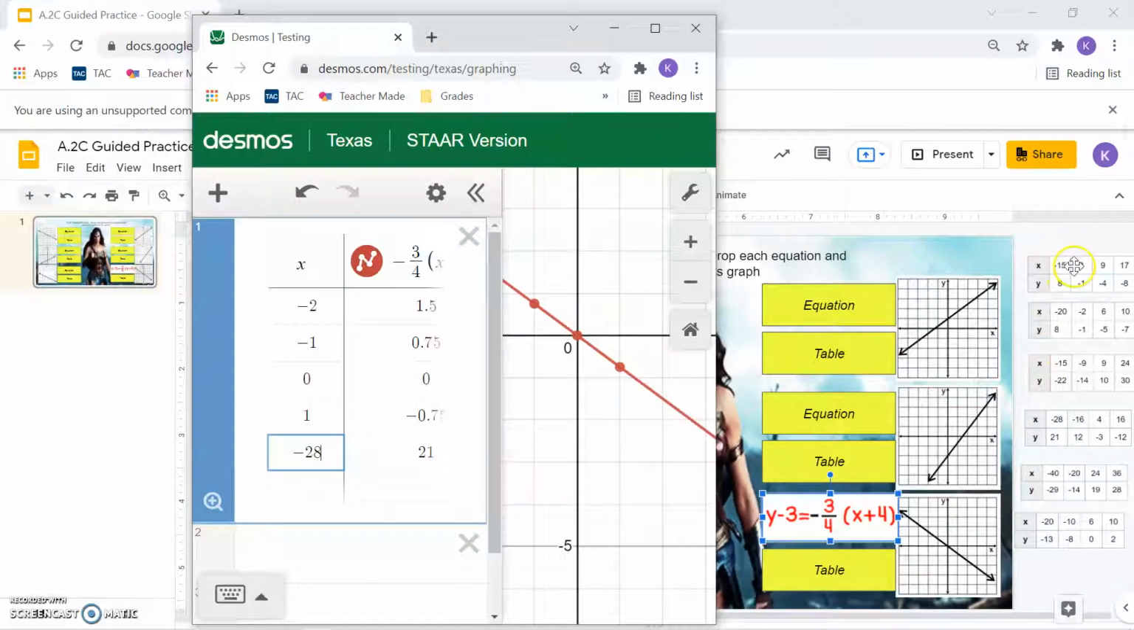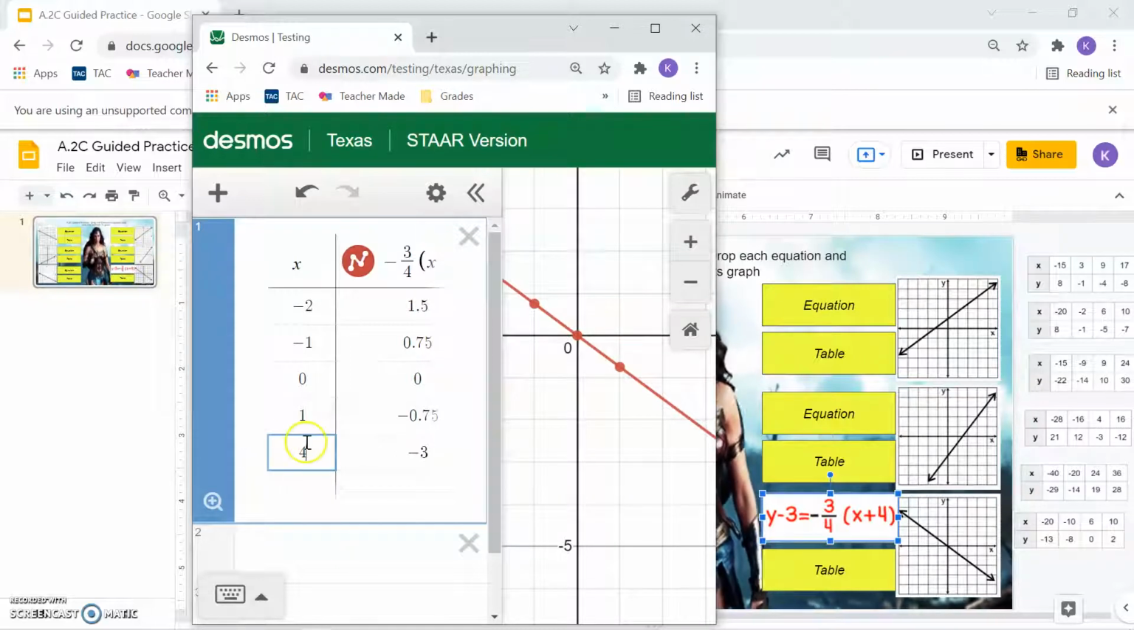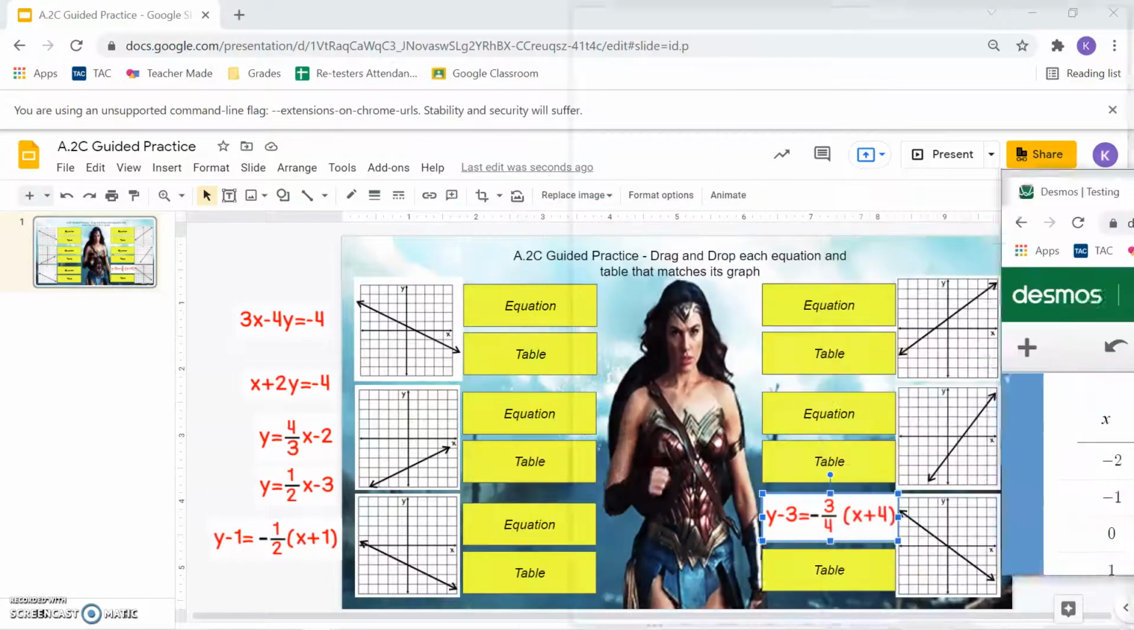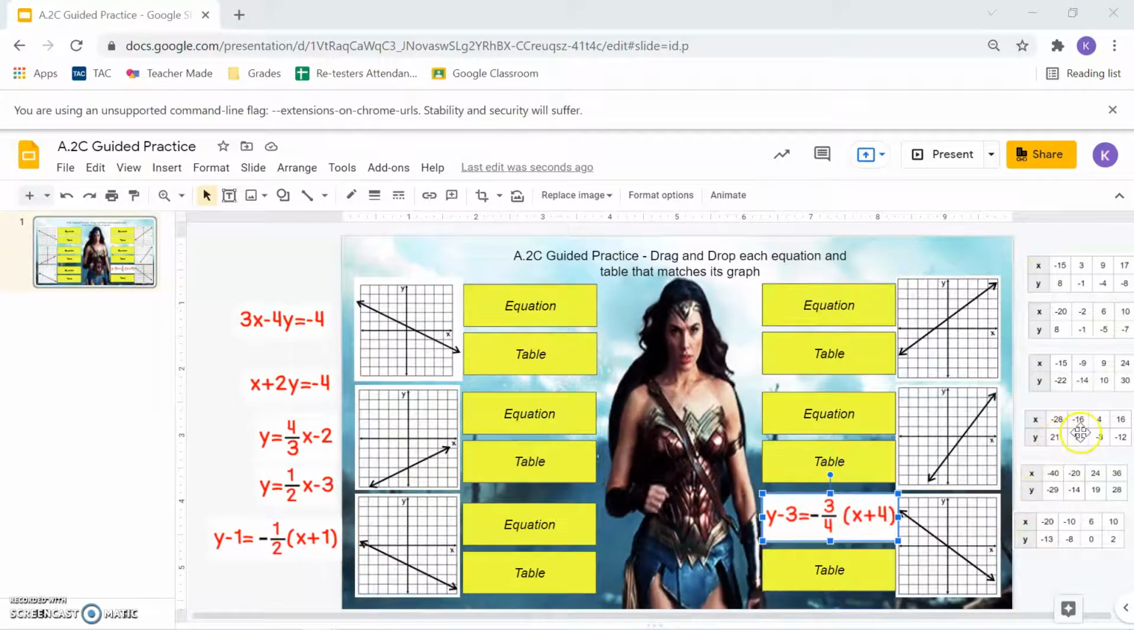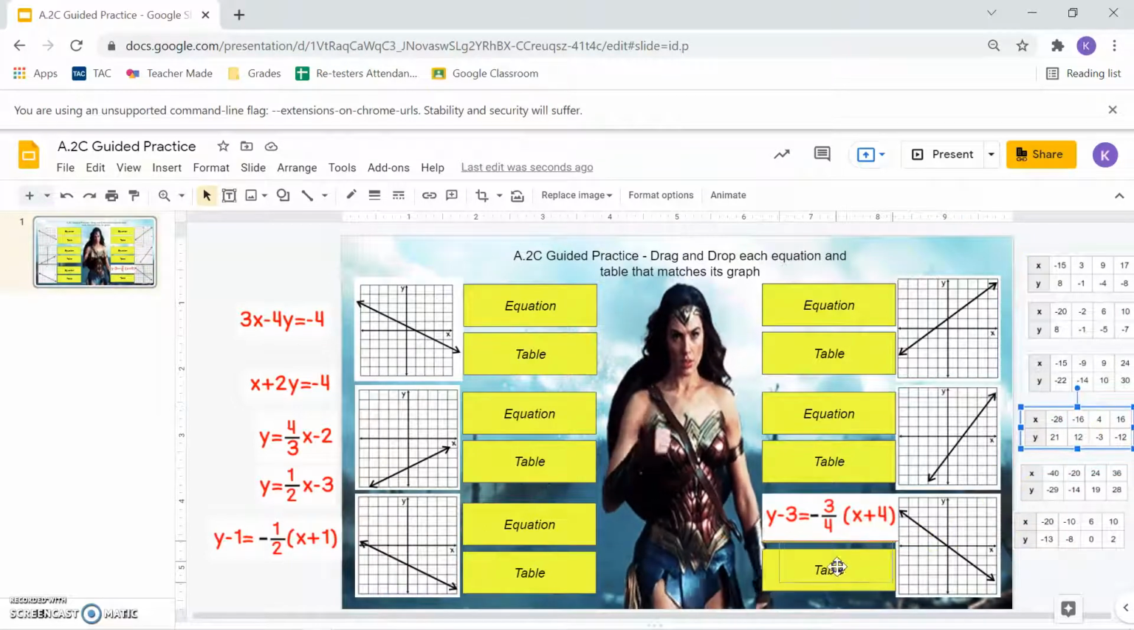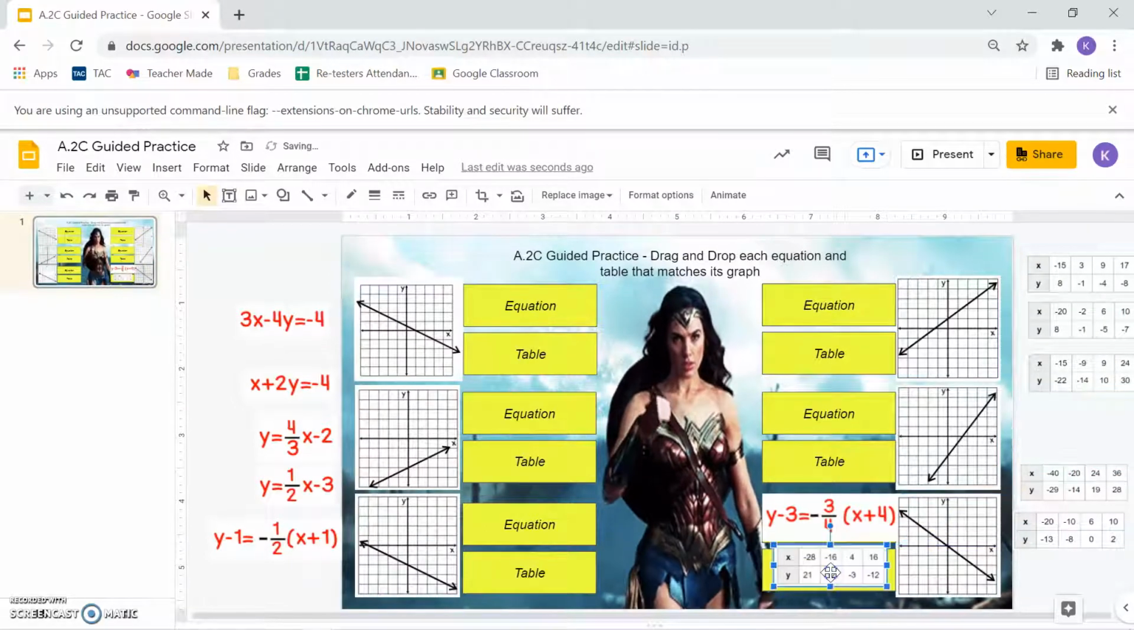How come I skipped this one? Because I had already typed in negative 15 and it wasn't that. But if I go to negative 28, that is 21. I'm going to type in negative 16, which is 12. So far so good. 4, negative 3, and 16, negative 12. So I found all the ones that matched this equation that I was working on. So I'm just gonna get this one and drag it over to a table.